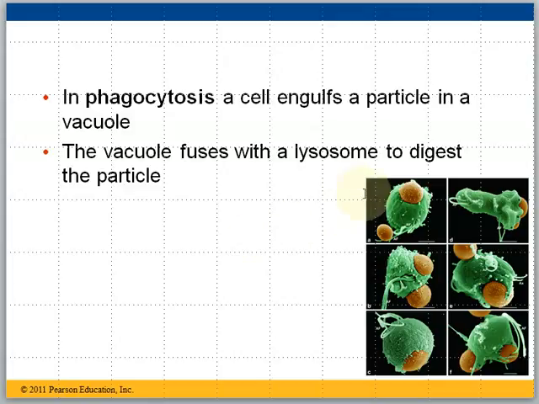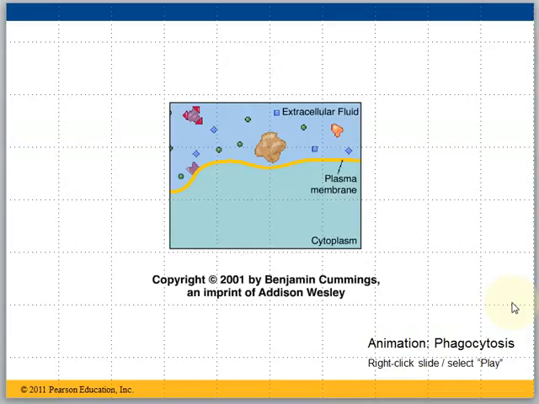So here we have some microscope pictures, electron microscope, scanning microscope pictures of phagocytosis going on, where the green cell is basically ingesting this other cell or this other large molecule, probably another cell based on the size. Quick little animation of phagocytosis. If you just want to hit right click and play, you can see that.